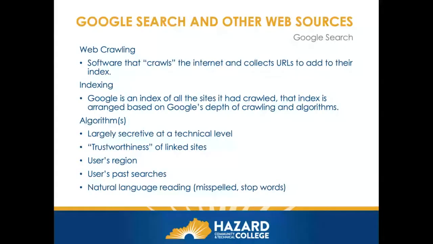One of the elements in the algorithm that they share with the public is trustworthiness, which they don't necessarily define, of linked sites. And that can include if other sites are linked in it, if those links are live, what sites that links to, if those have been flagged as not being trustworthy sites. It also uses where you're from. So anytime you give your phone or your computer permission to track your location, Google is very likely pinning your region and kind of scoping your search to what other people in the area are searching, especially if they're related.